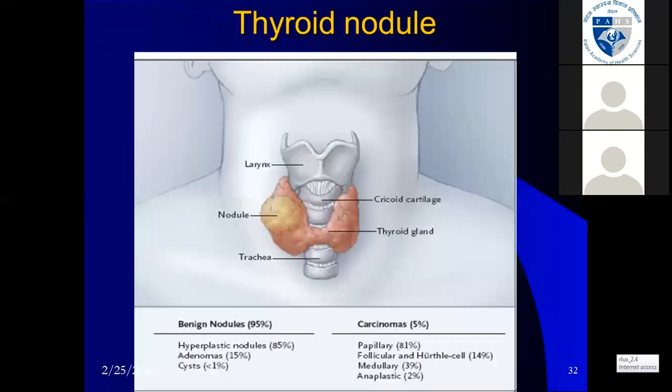Now coming to the thyroid nodule. If you found a thyroid nodule, around 95% of thyroid nodules could be benign, whereas 5% are carcinomatous.